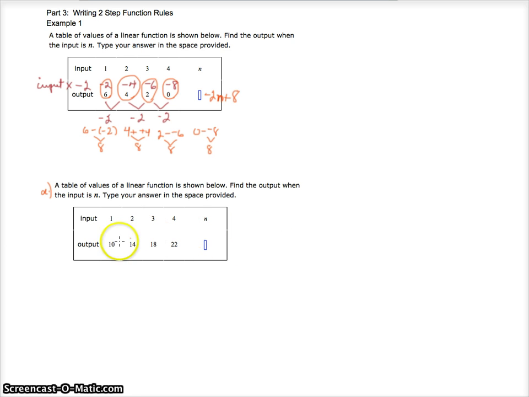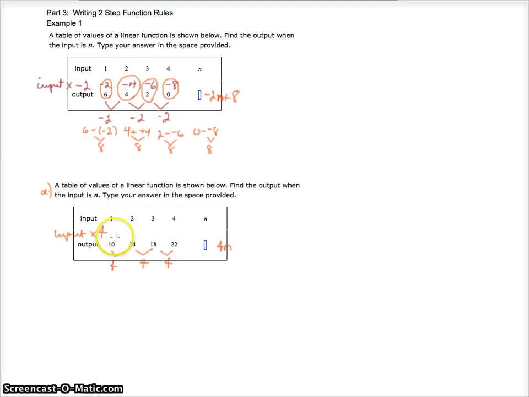So first, I've got to find my pattern. 10 to 14 is by 4, 14 to 18 by 4, 18 to 22 by 4. So my input is going to be multiplied by 4. So we're going to write input times 4, and then we're going to do those multiplications. So when my input is multiplied by 4, I'm going to have 4n, 4 times n.